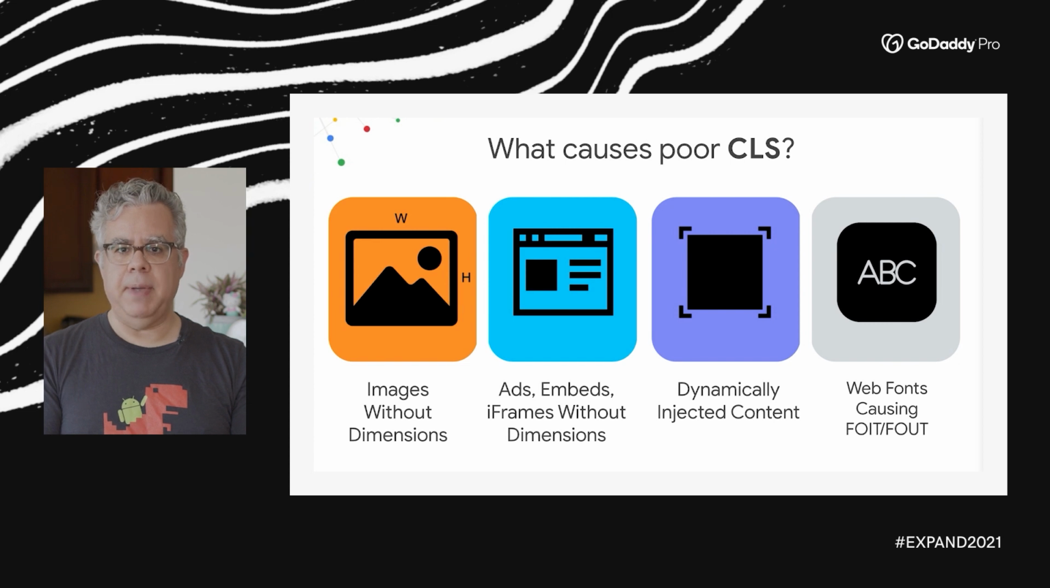Likewise, ads, embeds, iframes without dimensions, those again, they can affect overall CLS. Having ads expand or contract or change or shift under your fingers leads to a very jittery, janky experience. Dynamically injected content is another cause for bad CLS. I think everybody's worked with third-party content providers that provide information after you load a large JavaScript bundle, after you believe that the page has already been loaded.